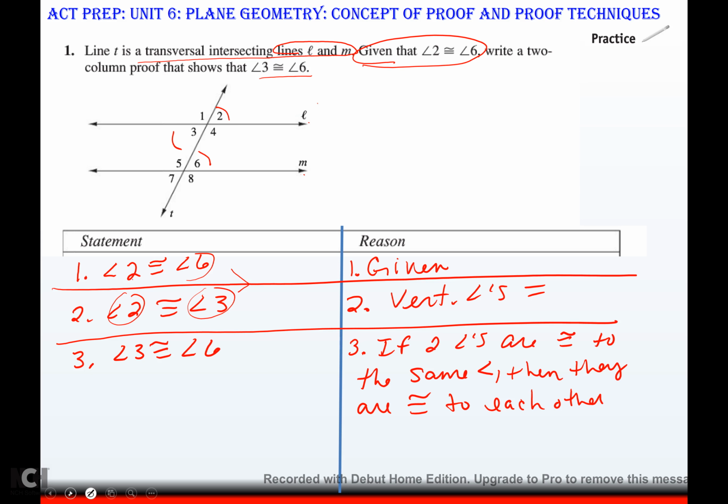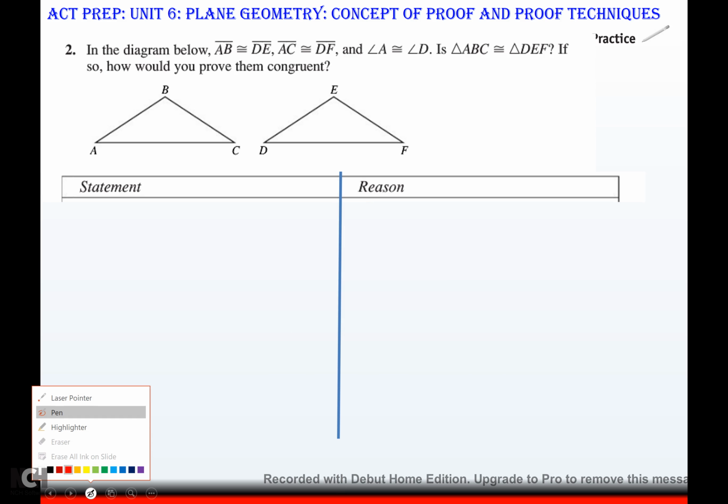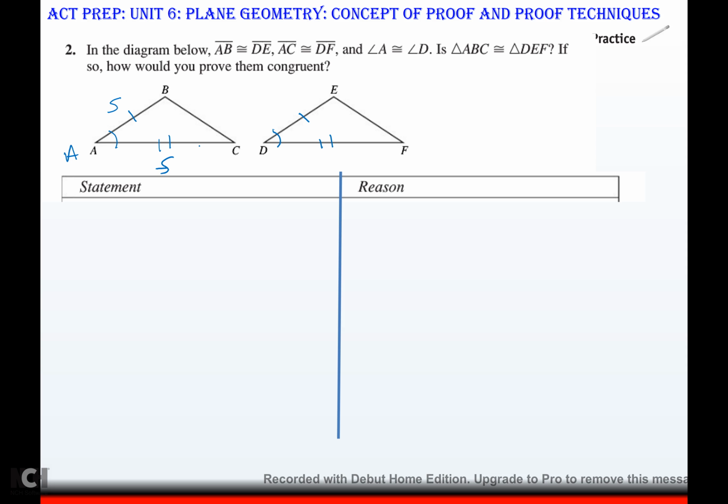Okay? Alright, next we've got, in the diagram below, we know that AB is equal to DE, that AC is equal to DF, and that angle A is equal to angle D. Is triangle ABC congruent to triangle DEF? If so, how would you prove them congruent? Alright, well, it looks to me like we've got side, angle, side.